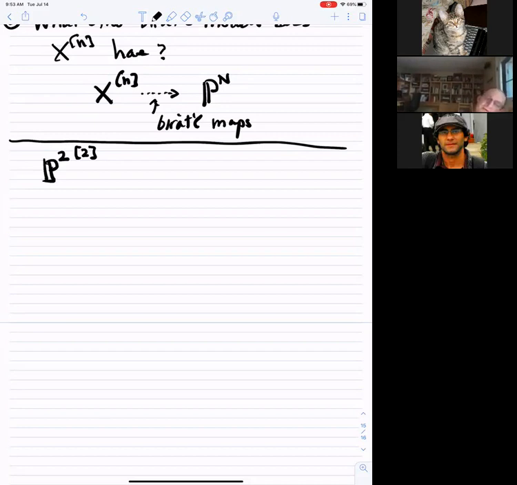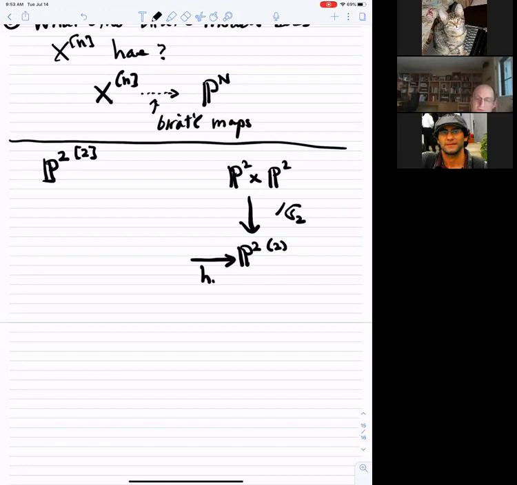So here what we did is that we took P2 cross P2, right? Then we went to the symmetric product, right? This is quotienting out by the symmetric group, right? Here we have the Hilbert-Chow morphism.